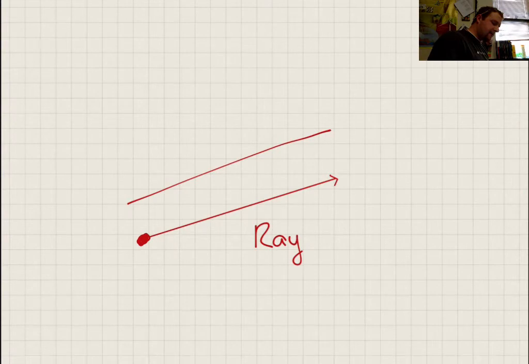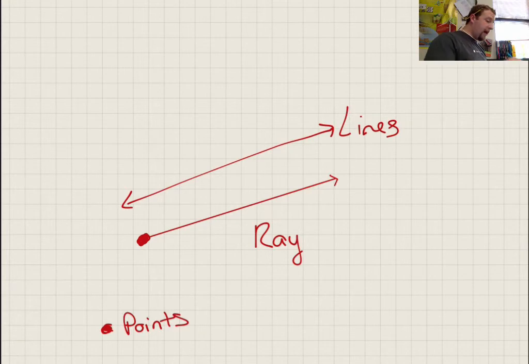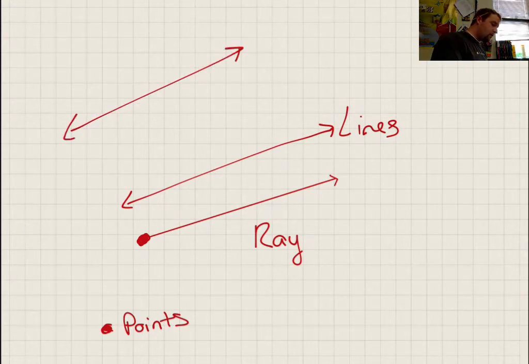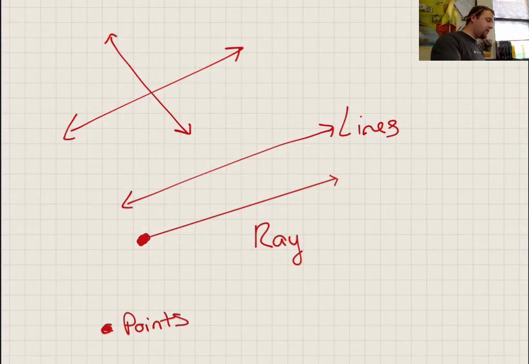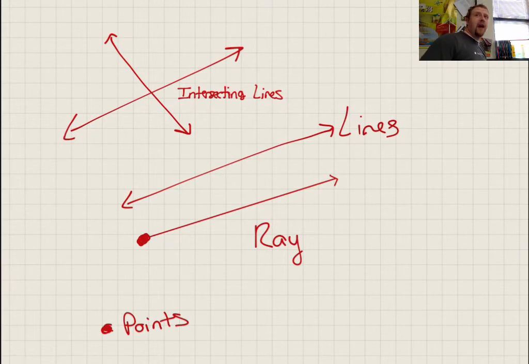So we have lines which have arrows on both ends. We have points. We have lines that crisscross each other. And we've said this a couple times already today. What do we call those? Yeah, they're intersecting lines. Intersecting lines, ray, points.